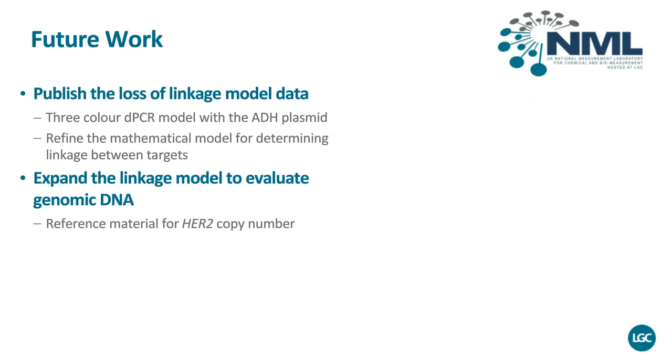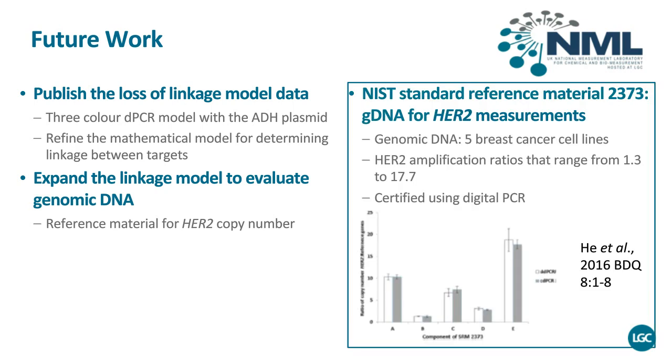The future work is to publish this, looking at the 3-color digital model with the ADH plasmid, refine that mathematical model, and expand the linkage model to look at genomic DNA. So start to look at the material, or perhaps cell-free DNA, and how that would impact. There are also some materials out there for HER2 copy number. NIST produced this back in 2016 using different genomic DNA cell lines to be used for calibration. They've used it in a really nice study where they've evaluated different NGS methods.